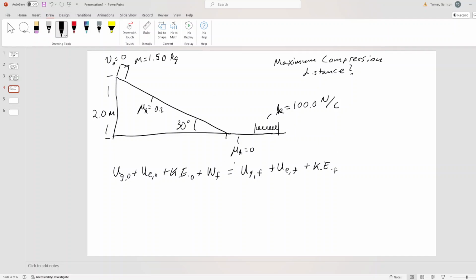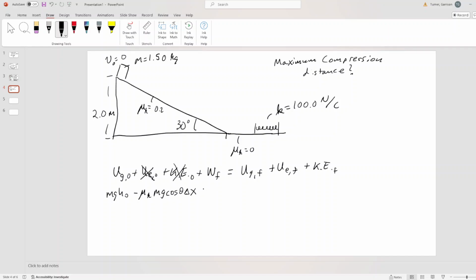So now we've got our entire conservation of energy equation written out. Now we go through it term by term. At the beginning, I'm going to have mgh. I'm not connected to a spring yet initially, so my elastic potential energy is 0. I'm not moving yet, so my kinetic energy is 0. And I'm going to have negative mu k mg cosine theta delta x, just as before.